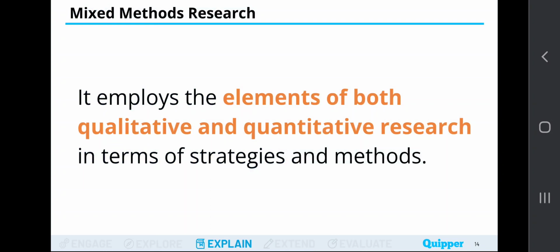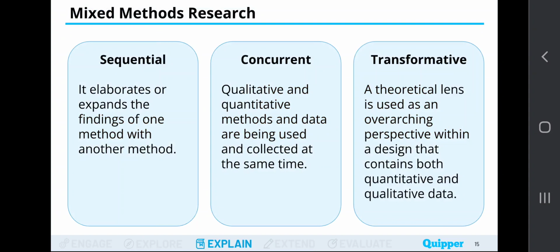Now, we also have what we call mixed methods research. This employs the elements of both quantitative and qualitative research in terms of strategies and methods. We have here three different examples. We have sequential. Sequential elaborates or expands the findings of one method with another method. Concurrent. Qualitative and quantitative methods and data are being used and collected at the same time.